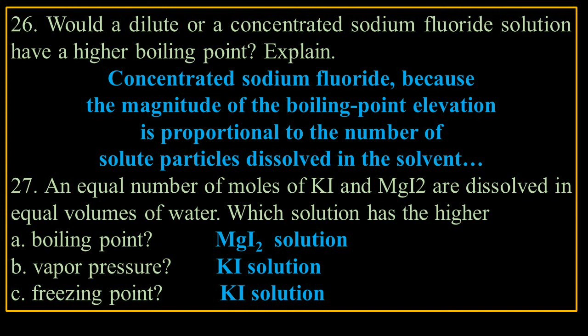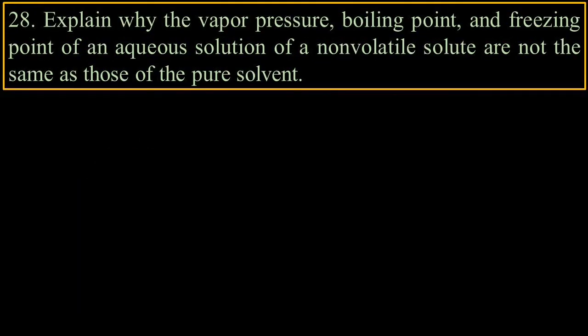And the freezing point depression, which will have a greater freezing point? Again, the potassium iodide. They're kind of working backwards. It's freezing point depression, and the greater the number of particles, the greater the depression. So magnesium iodide would have a greater depression, therefore the higher freezing point would be potassium iodide.